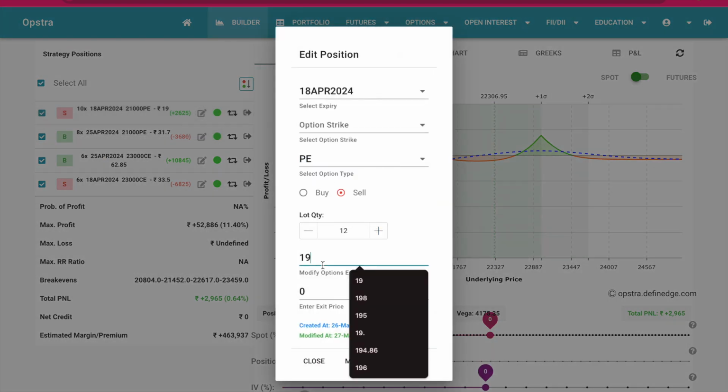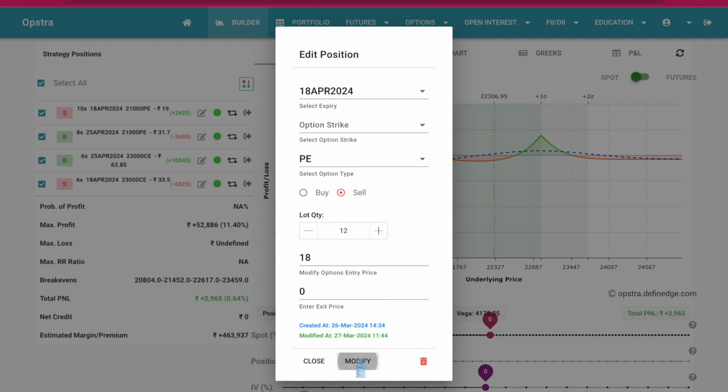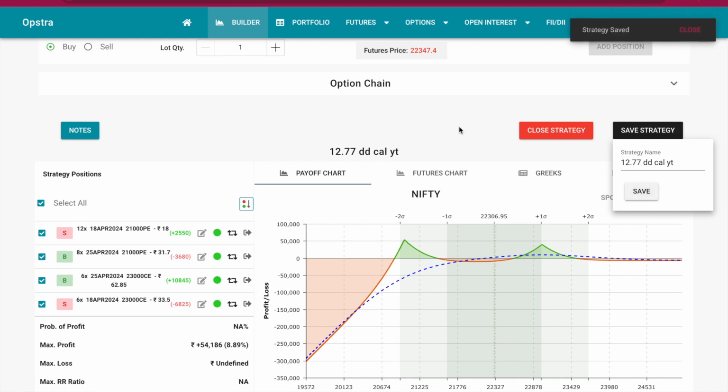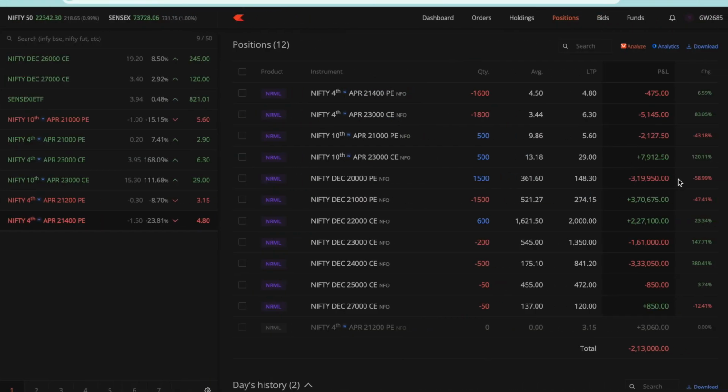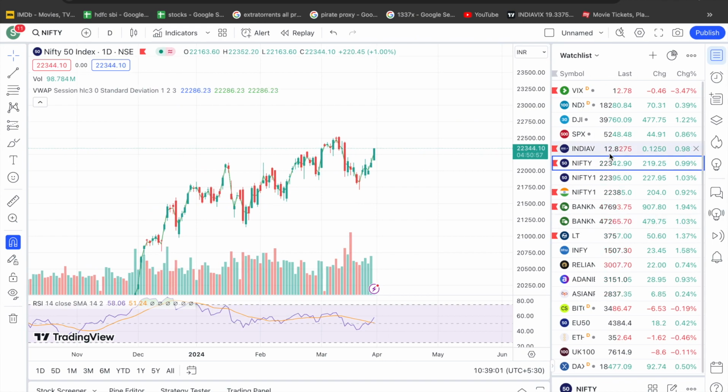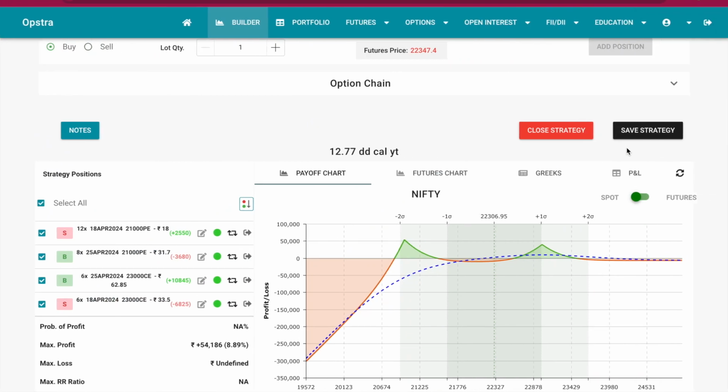And the strike price we have not moved. We are at the same place. Let's modify here, and we save the strategy. Let's check out the condition of India VIX. Here we have India VIX rising up, but that is also a slight rise, so that's fine.